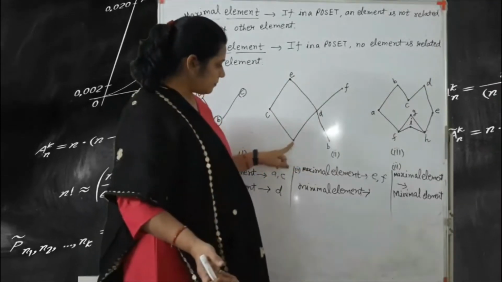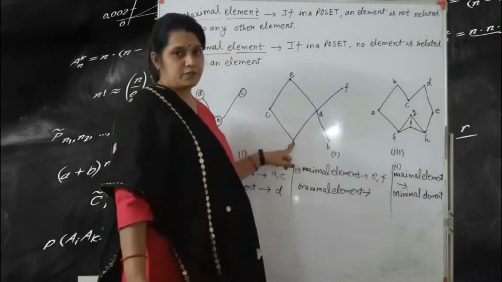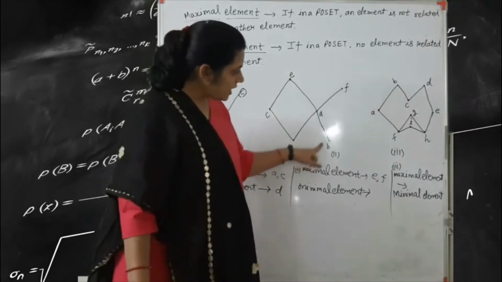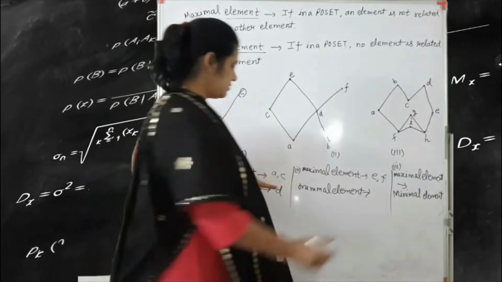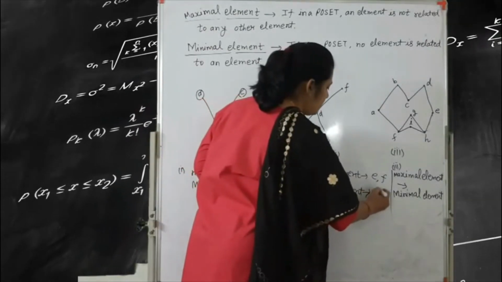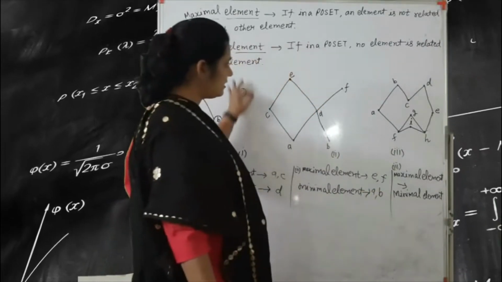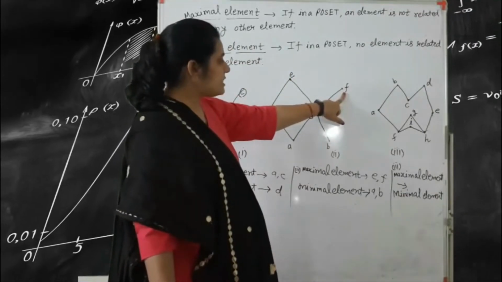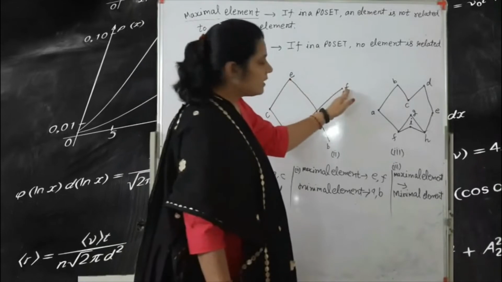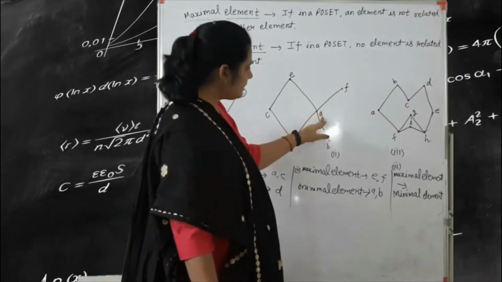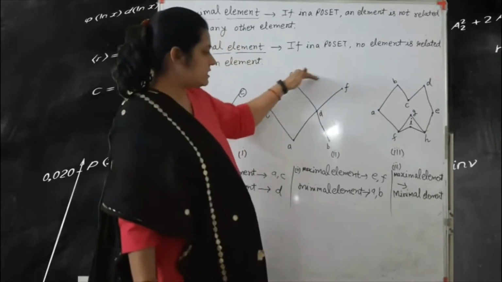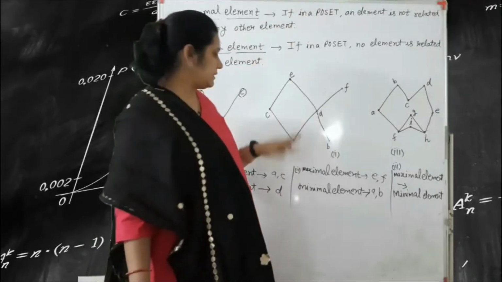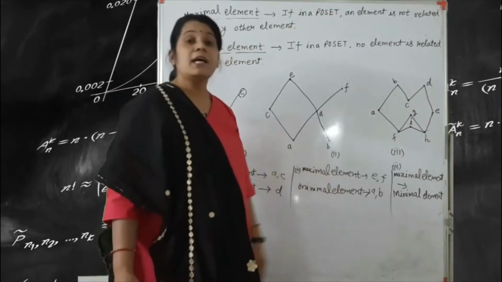So here, no element is related to this A, and no element is related to this B. So the minimal elements are A, B, and here this is F. Okay, so F is the maximal element and B is related to F. So this E and F are the maximal elements and this A and B are your minimal elements.